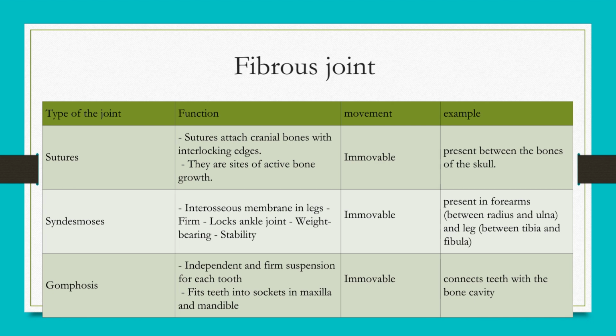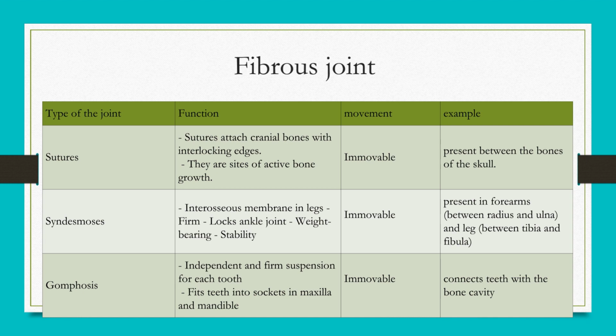Syndesmoses are joints where bones are connected by a ligament or a fibrous membrane. Unlike sutures, which are very short fibrous connections, syndesmoses allow for more movement. However, the movement is still limited compared to synovial joints. An example of a syndesmosis is the distal tibiofibular joint, where the tibia and fibula bones of the lower leg are connected by the interosseous membrane.